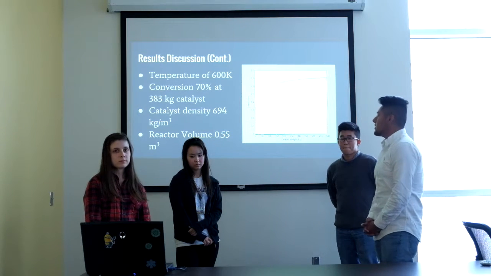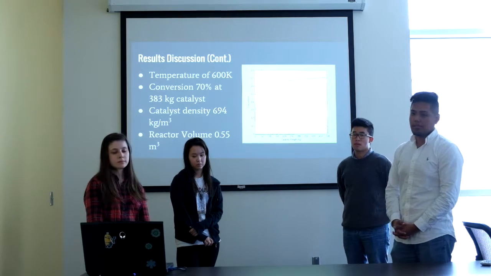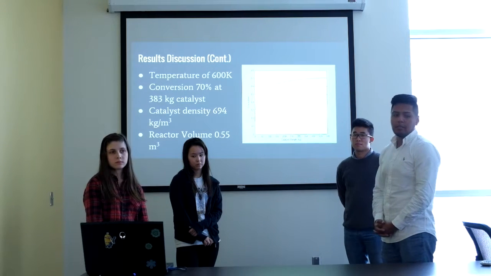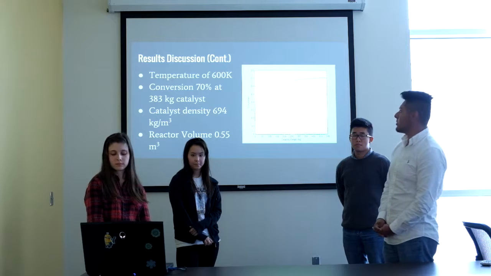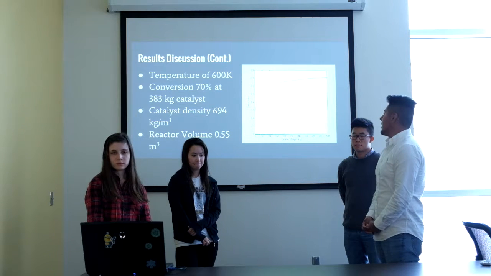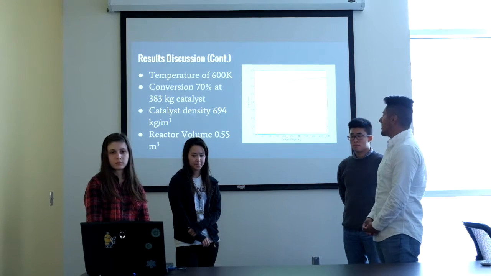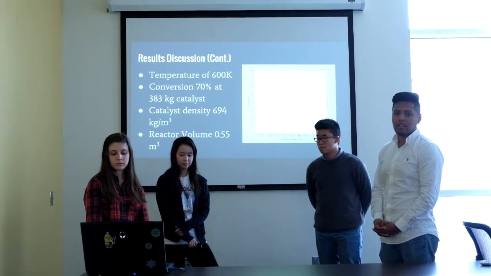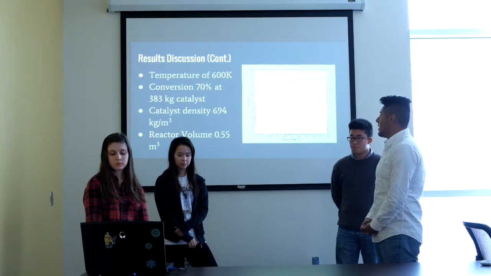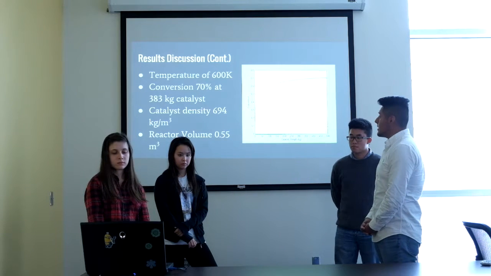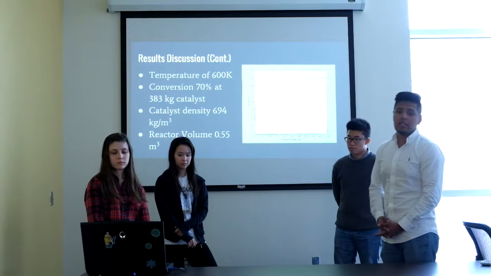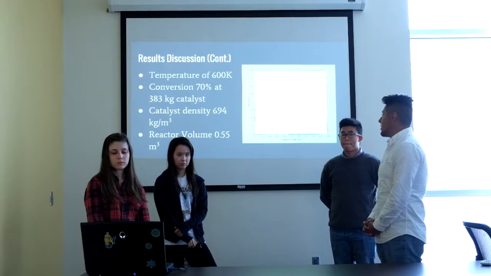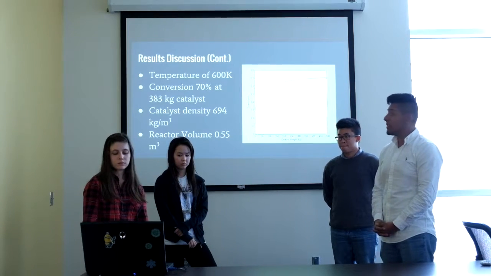So the material balance was solved in MATLAB using ODE45. It was used varying the temperature, and we found that the temperature was most optimal at 600 Kelvin. At 600 Kelvin, we found that the conversion was 70%. And at 70%, we found that the catalyst weight will be 383 kilograms of catalyst. Now, knowing the catalyst density, we'll be able to find the volume of the packed bed reactor, which came out to be 0.55 cubic meters.